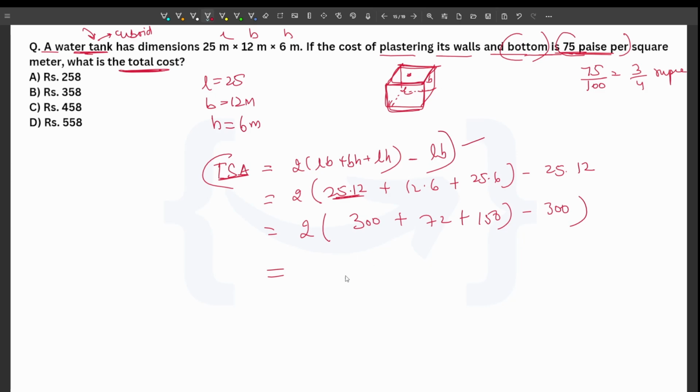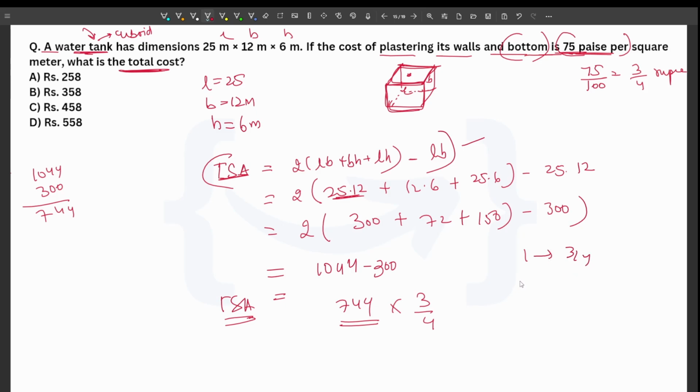It would be 1044 minus 300, which is 744. So 744 is the total surface area that we need to paint. All the walls have been covered. Now for one square meter it costs 3 by 4, so for 744, how much will it cost? You just need to use the unitary method.